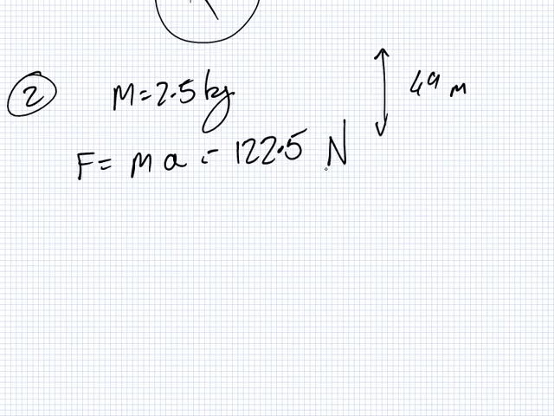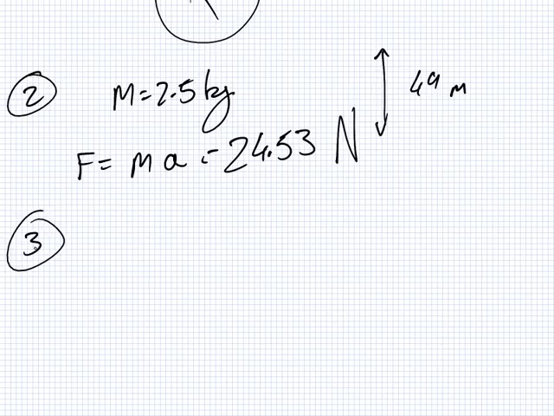So did you get this answer? 2.5 times 9.8. What did you get? 24.53, about. So it's the same. I first applied s equals ut plus half gt squared, which was unnecessary. Okay, question three.